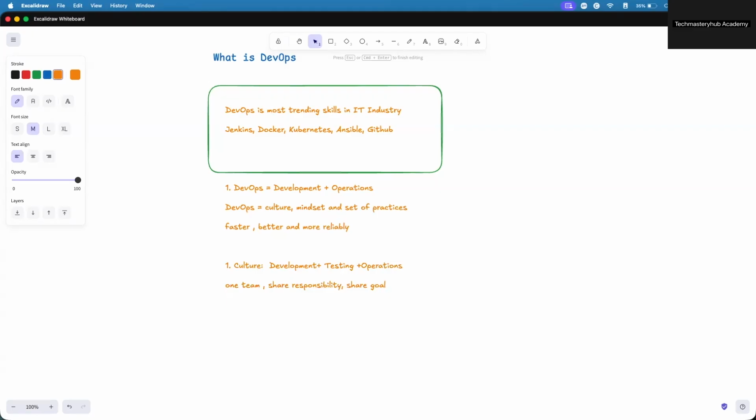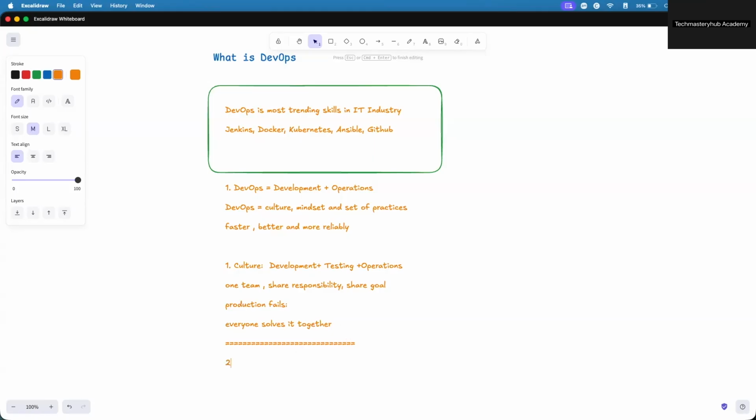goal. For example, if production fails, earlier if production fails, operation team used to blame development, and development team used to blame operations. But now the whole team solves it together. So that culture has changed in DevOps. So this is the DevOps culture.